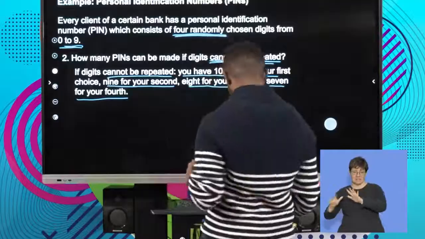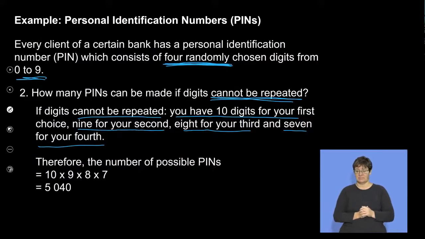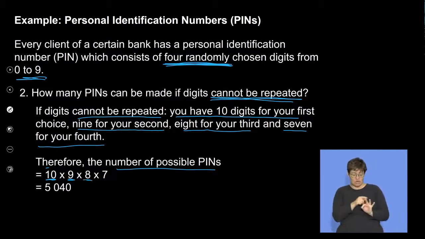Okay, let's see what we have there. Therefore, the number of possible pins will be 10, because we have 10 digits to choose from for the first. Then we have 9 because we cannot repeat. We already used 2. We have 8 to choose from. Then we have 7 to choose from because we already used 3. Are we together? And if you multiply, that's what we get.